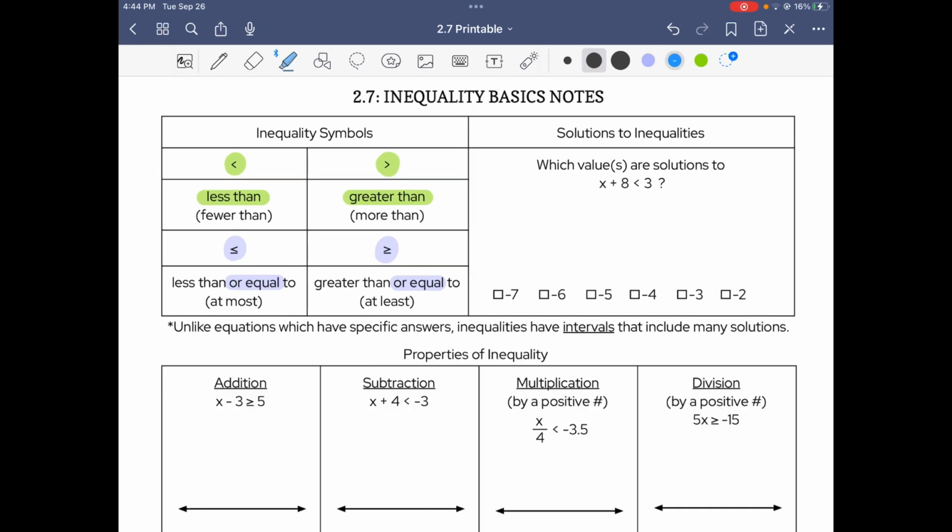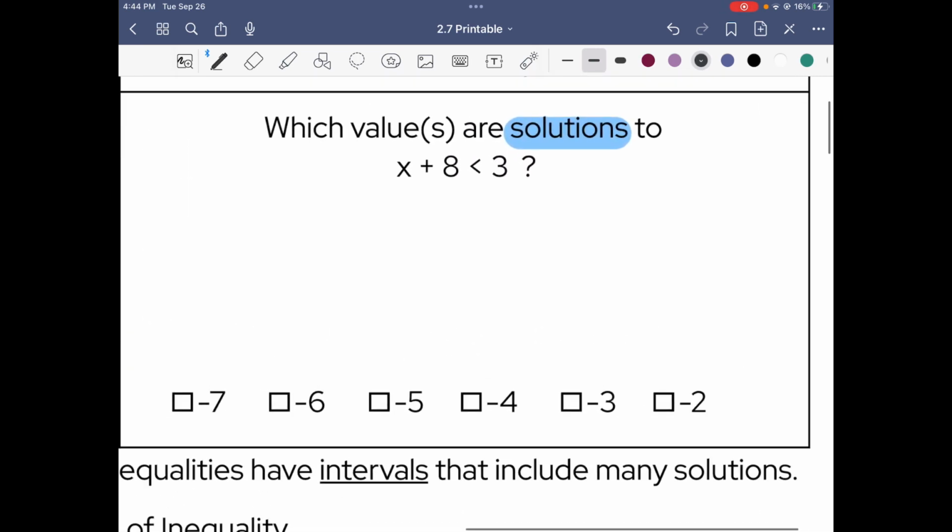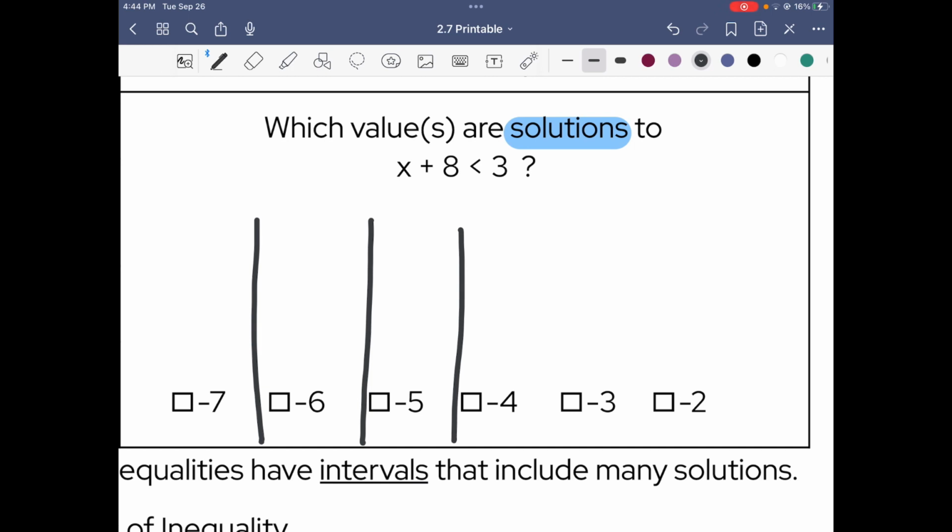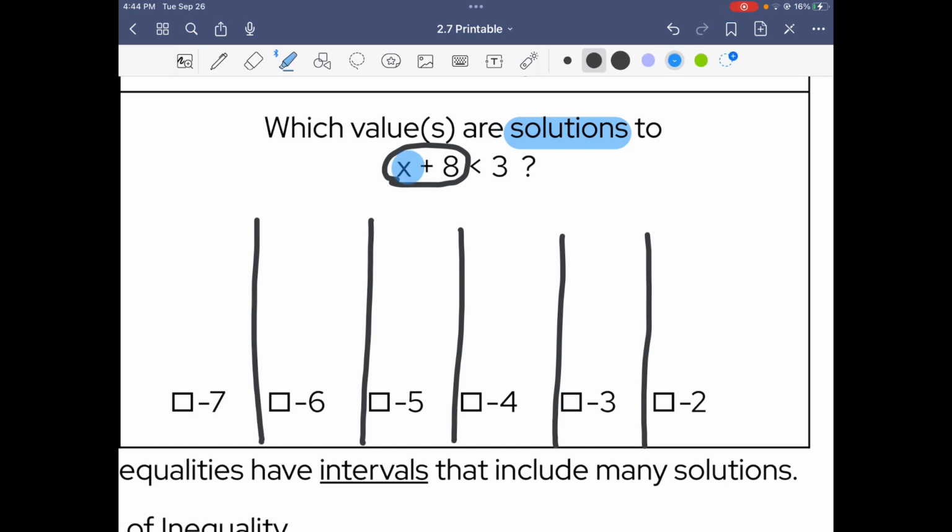Over here on the right, we are going to practice finding out which values are solutions to x plus 8 is less than 3. So what I'm going to do is zoom in first, and I'm going to draw a little line above each of these to separate my work. And here's what I'm going to do. I'm going to start by taking each number and adding 8, because the number that it's giving me, I'm plugging it in for x right here. So -7 plus 8 is 1.